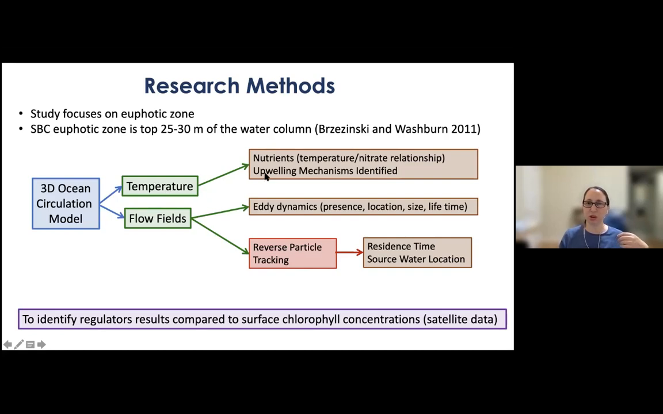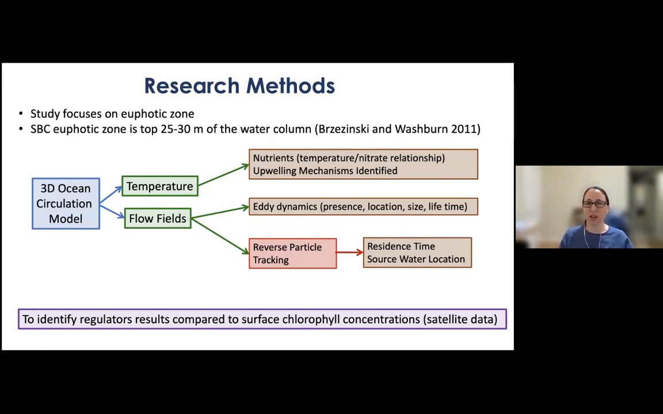With the temperature, I am doing 2 things. One is I am going to estimate nutrients using a temperature-nitrate relationship. And second, using those distributions of nitrate concentration to identify different upwelling mechanisms.